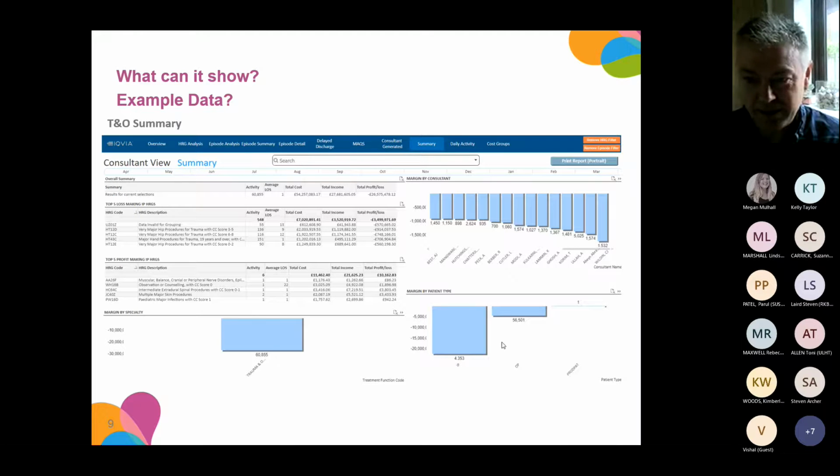This is within trauma and orthopedics, and we can drill in through patient type, so we can just look at all of our inpatients or all of our outpatients, and keep drilling down to a level that we want. And we can look at things by teams. If there's certain consultants that work in a green team or a blue team, and we know who they are, we can make groups up. So it's customizable to whichever service is using it, really.